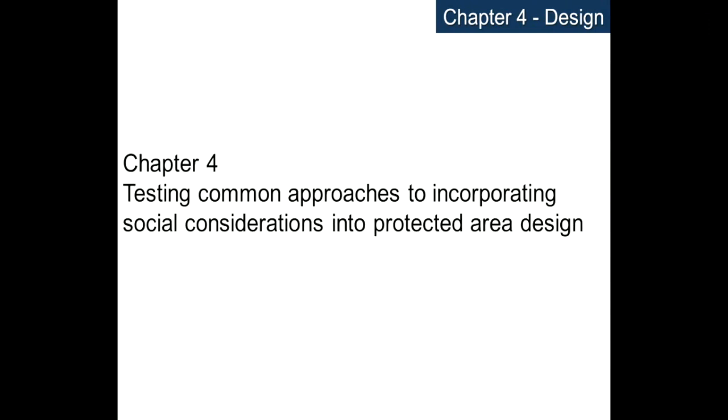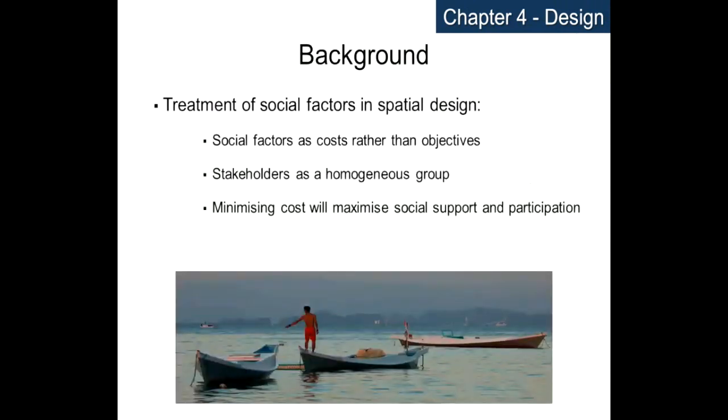So moving on to the last chapter, here I'm drawing on the lessons learned in the previous chapters and applying them to MPA design. And I'm going back to those 4 aspects of how social considerations are treated in planning. I'm just going to look at these 3 for this chapter.